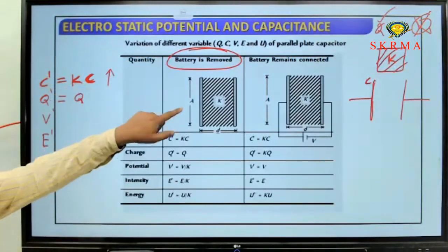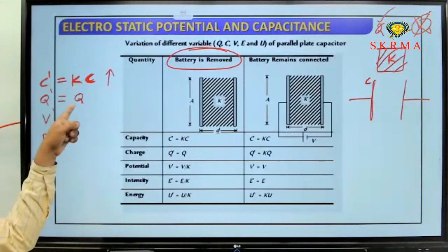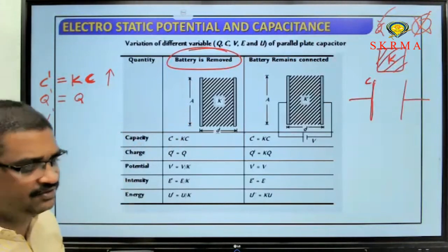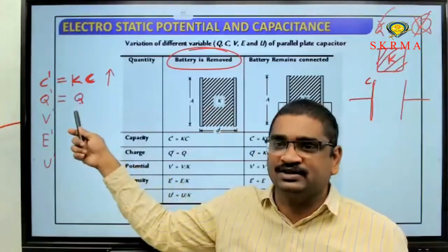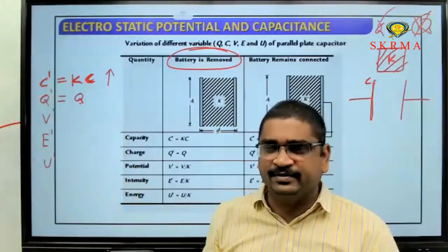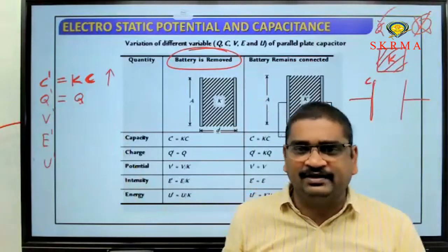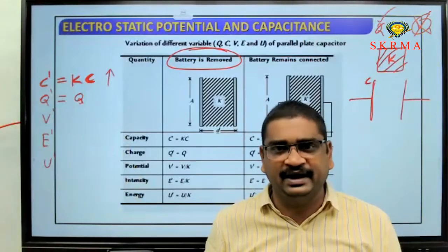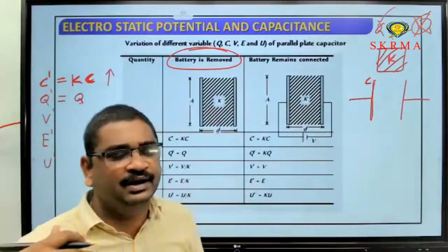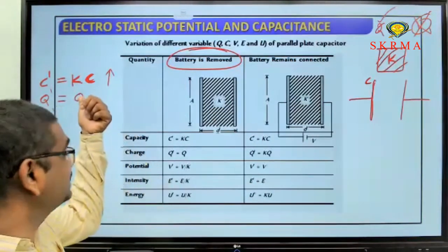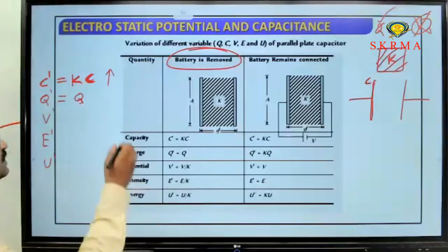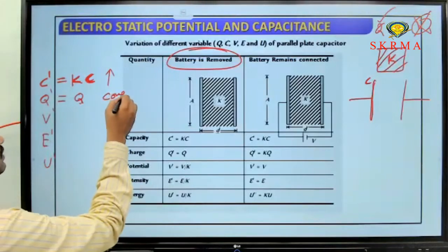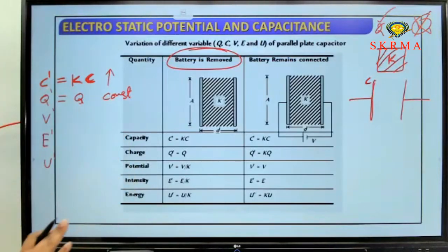If the battery is not connected, then which one is constant? Charge is constant. Remember this one. If the battery is not connected, in that capacitor arrangement, if you introduce a dielectric, then charge is constant. Capacitance is going to increase. If these two cases are clear, then we can solve the remaining three easily.